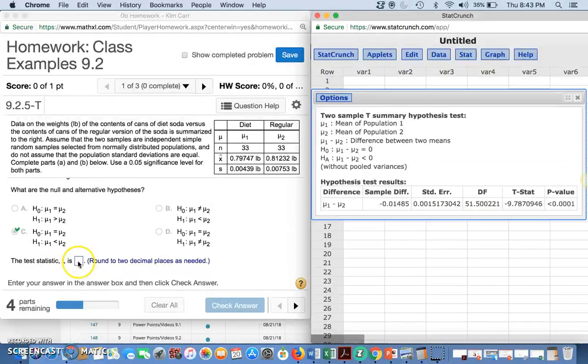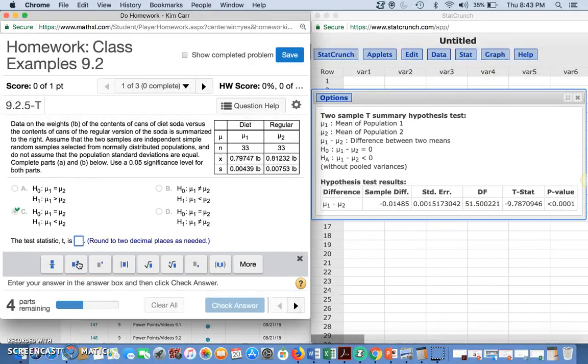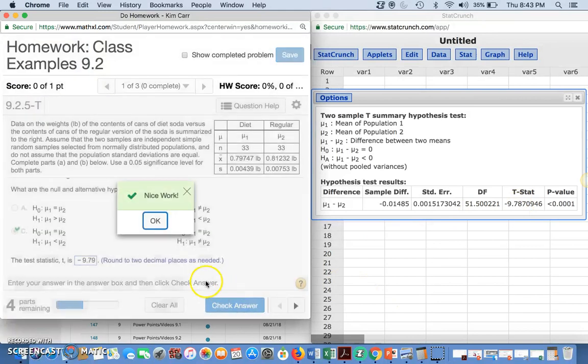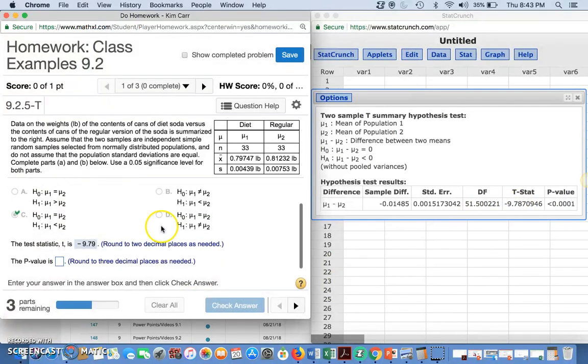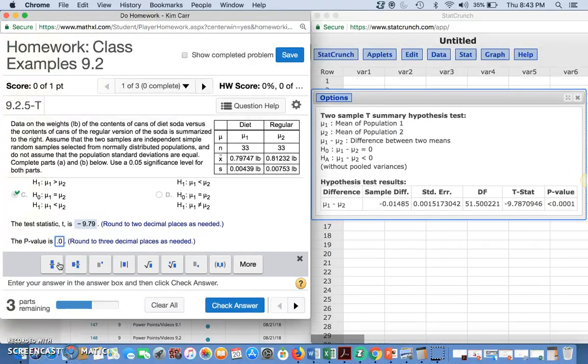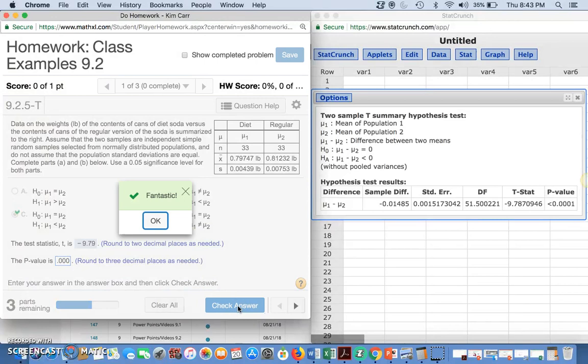All right, the T here is -9, and remember, 2 decimal places, -9.79, because of that 7, rounding that 8 up. Okay, the p-value is right here at the very end, and that is 0.000 to 3 decimal places.